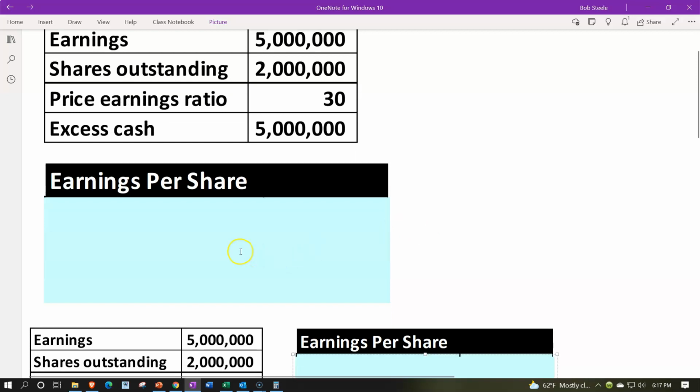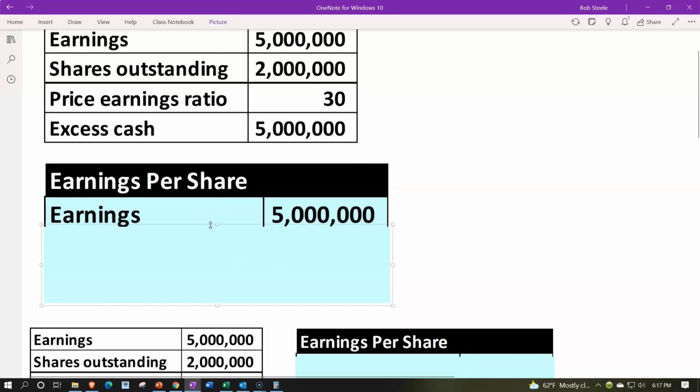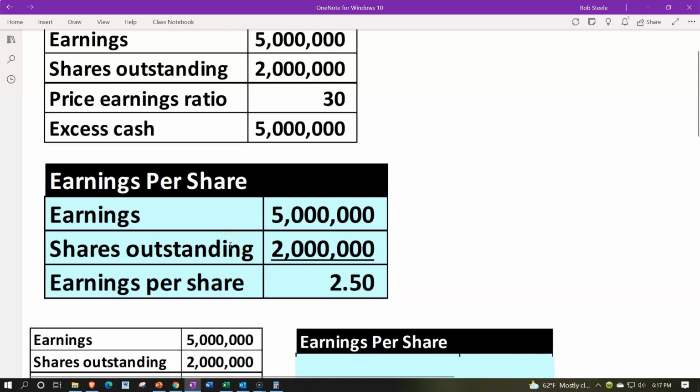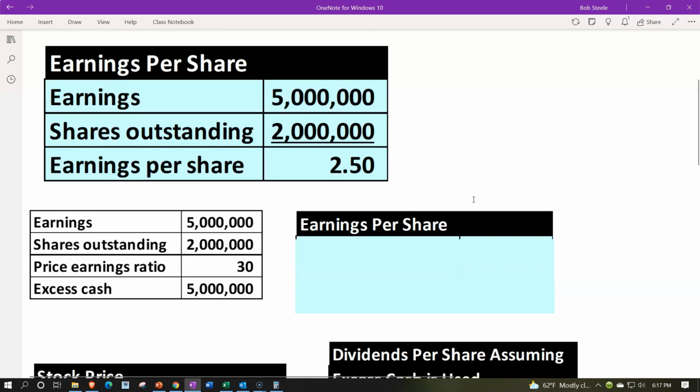Let's look at our earnings per share calculation. So the earnings per share can take the 5 million, that's our earnings, bottom line of the income statement, and the outstanding shares of the 2 million. The 5 million divided by the 2 million would give us 2.5. The EPS, the earnings per share, 2.5.